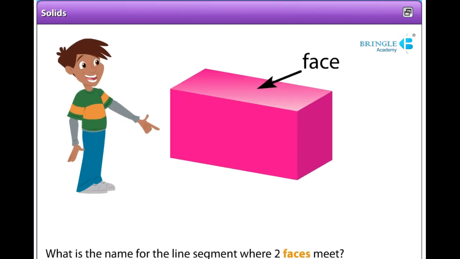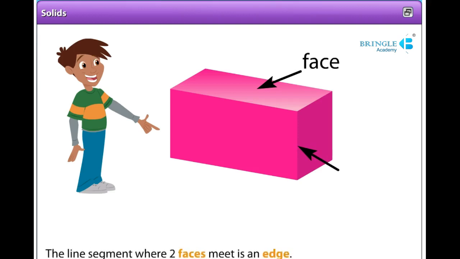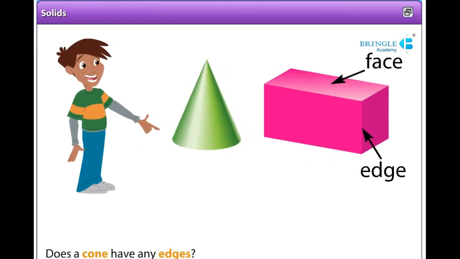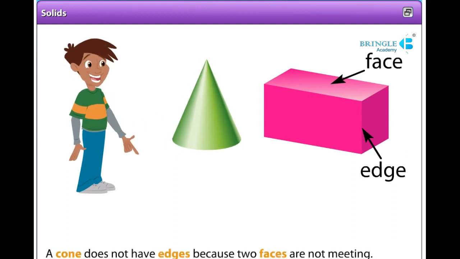What is the name for the line segment where 2 faces meet? The line segment where 2 faces meet is an edge. Does a cone have any edges? A cone does not have edges because 2 faces are not meeting.